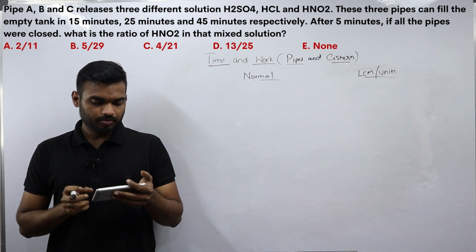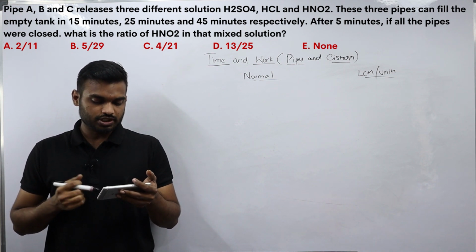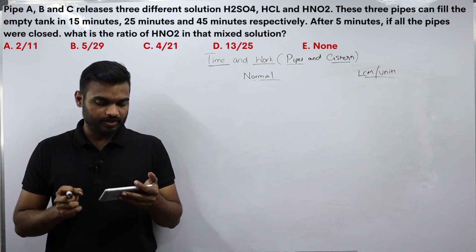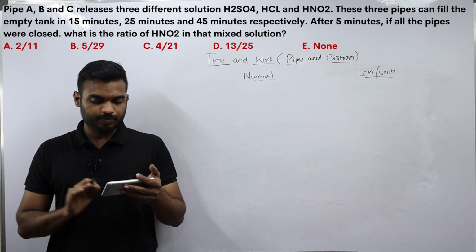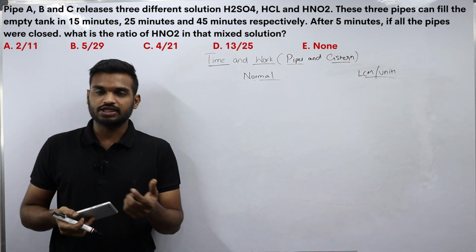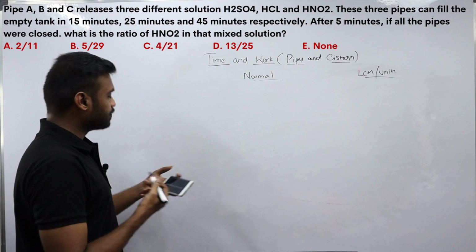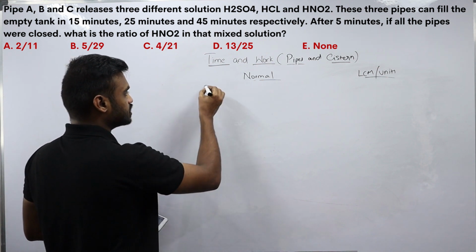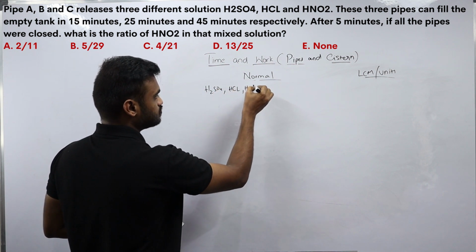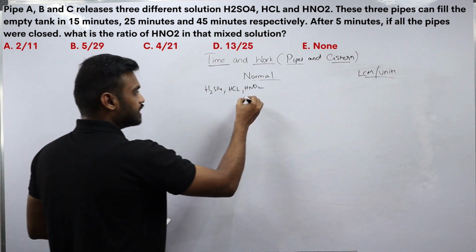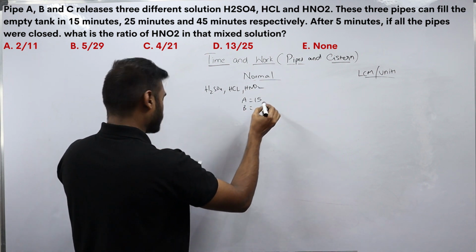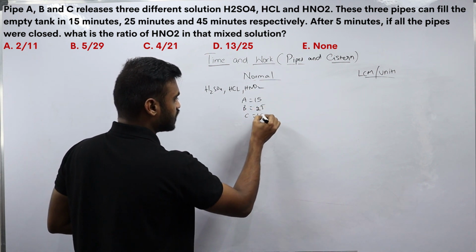They are saying that pipes A, B and C release 3 different solutions, H2SO4, HCl and HNO2. These 3 pipes can fill the empty tank in 15 minutes, 25 minutes and 45 minutes. After 5 minutes, all the pipes are closed. Now what is the ratio of HNO2 in the mixed solution? So we need to find out the ratio of HNO2. A can fill the tank in 15 minutes, B can fill the tank in 25 minutes, and C can fill the tank in 45 minutes.